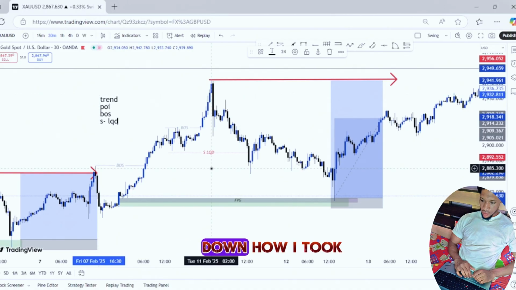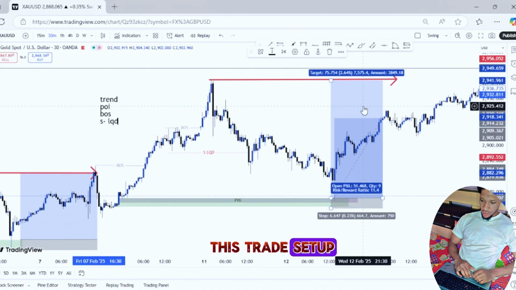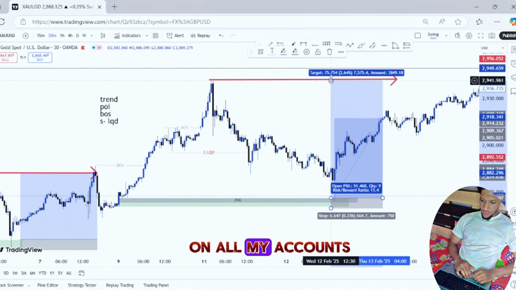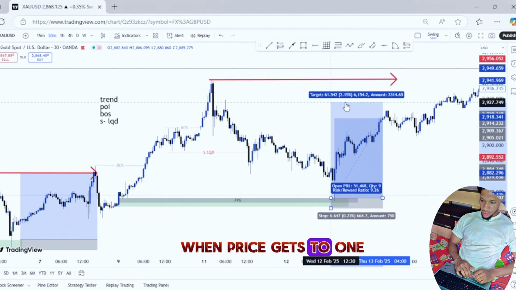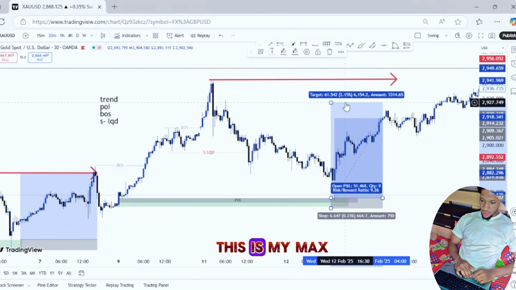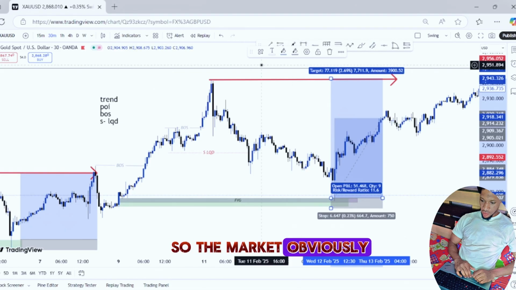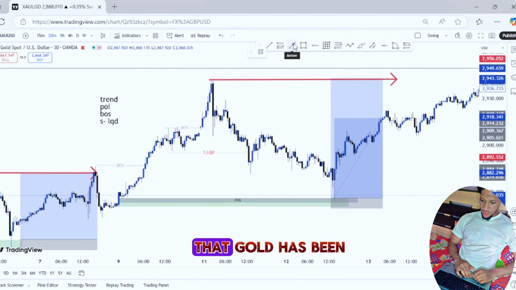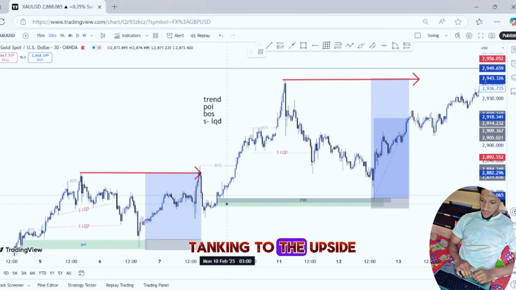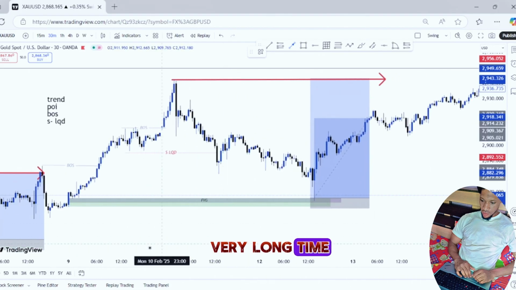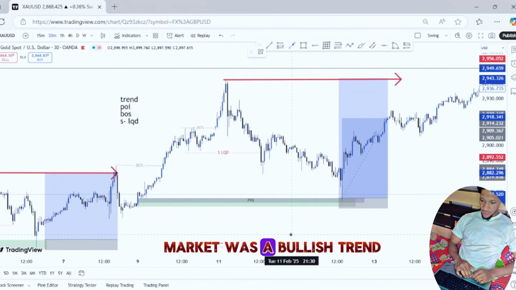So now let me break down how I took this trade setup, 1:11, but I did close out on all my accounts when price gets to 1:9, because this is my max trading gold market. Okay, so let's drop this here. So the thing that I point out here firstly was what the market was doing. It's a gold market, and you know that gold has been trending to the upside for a very long time. We knew that the market was in a bullish trend.